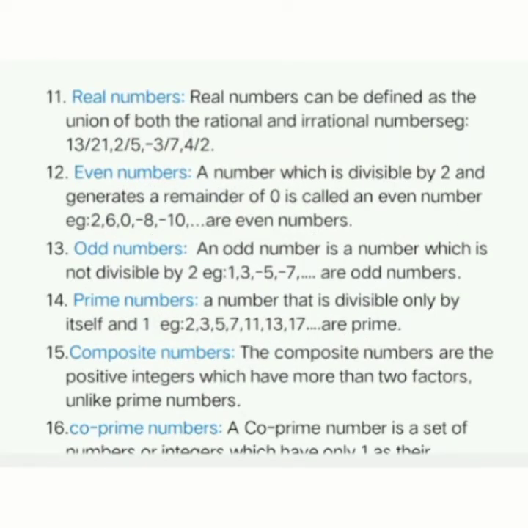Coming to the real numbers, the rational and irrational numbers together are called the real numbers. For example, 13 by 21, 2 by 5, minus 3 by 7 and 4 by 2, etc. are real numbers. The set of all real numbers is denoted by R.